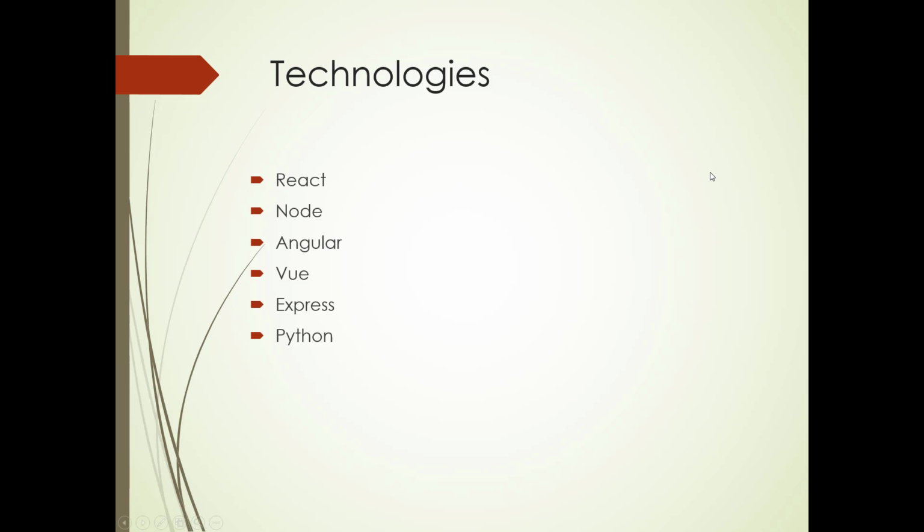So we look at some of the technologies involved in the open source environment. We have React, where the environment is Node.js. We also have Express.js, AngularJS, Vue. Then we also have Python, which is under the Anaconda environment. So these are all open source technologies that we can leverage.